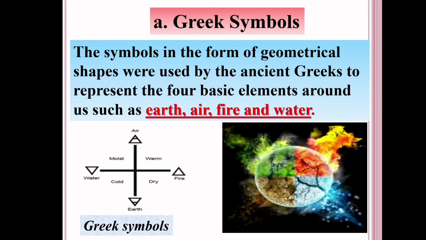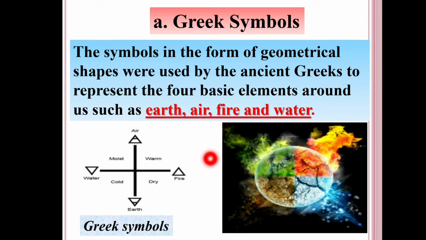The Greeks represented the four basic elements around us. You can see here the symbols for earth, air, water, and fire. It was used by the ancient Greeks, so these are called Greek symbols.